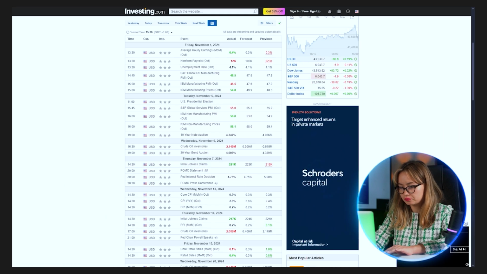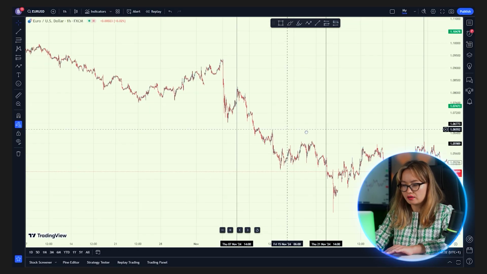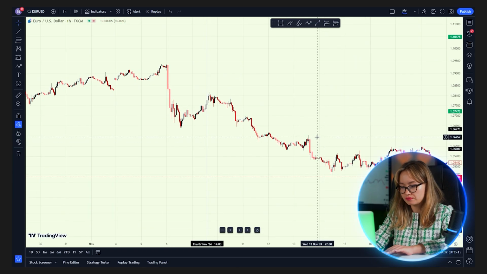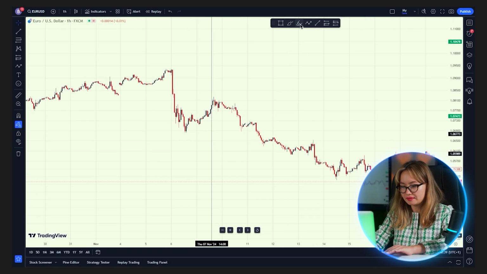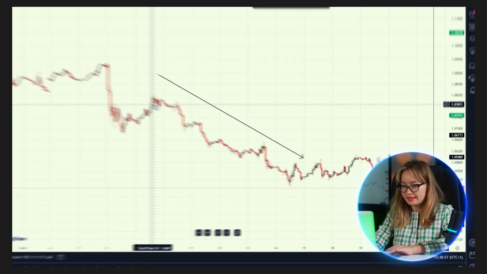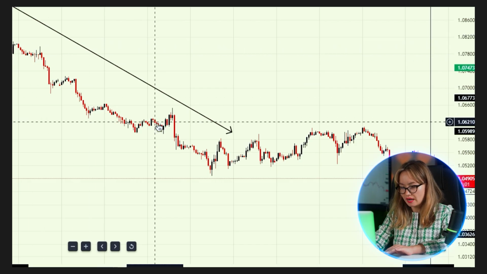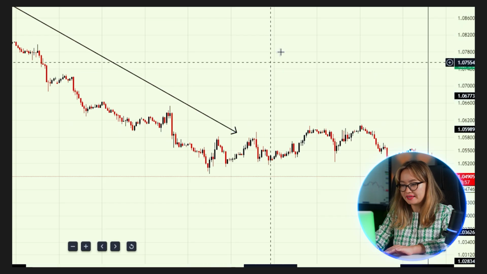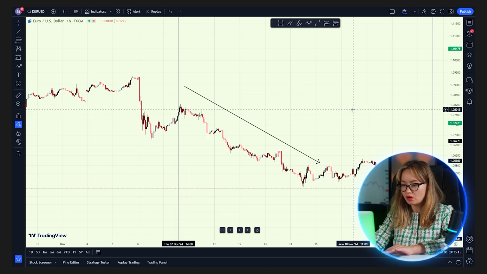Let's see. Since this is the USD EUR currency pair, positive news for the dollar means the chart drops. This doesn't happen immediately, but after a short delay. In this case, it took 2 hours after the news release. That's because news doesn't create an instant reaction, but it almost always triggers one eventually.